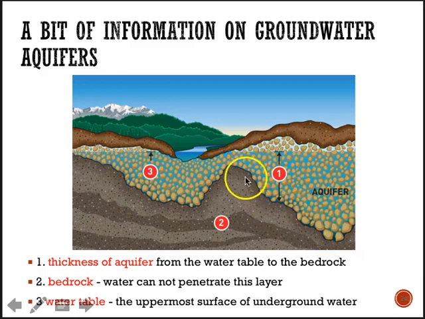Then you've got your bedrock, and bedrock is the bottom underneath the aquifer, and the water does not penetrate the bedrock. And then the water table is that level right there, the topmost level of your aquifer. Okay, so that's just your basic anatomy of groundwater in an aquifer.